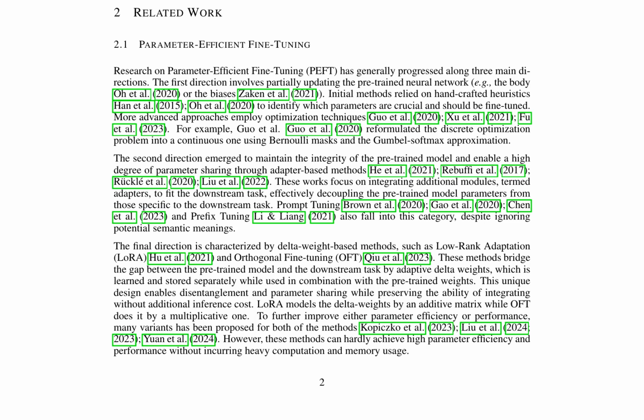The paper also provides a brief overview of related work in PEFT, highlighting 3 main directions: partially updating pre-trained neural networks, adapter-based methods, and delta-weight-based methods such as low-rank adaptation, LoRA, and orthogonal fine-tuning, OFT. These methods aim to bridge the gap between pre-trained models and downstream tasks through adaptive delta weights, allowing for disentanglement and parameter sharing while preserving the ability of integration without additional inference cost.